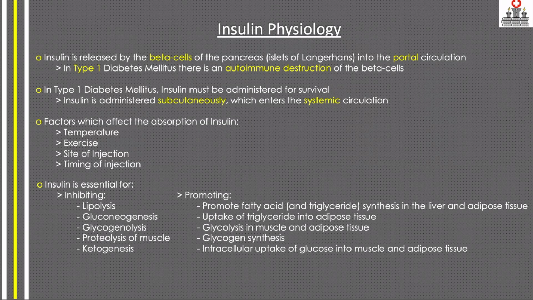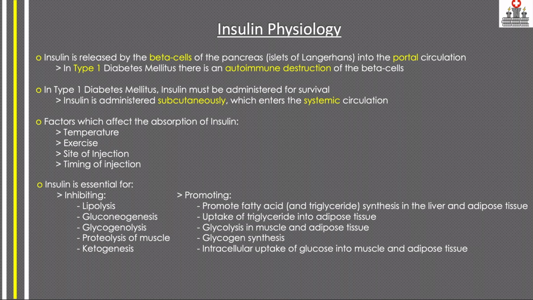So it's important to have an understanding of the insulin physiology. What are we trying to recreate when we administer and prescribe insulin? So in normal circumstances, insulin is released from the beta cells of the pancreas in a place called the islets of Langerhans, and this is released straight into the portal circulation. In type 1 diabetes, antibodies are formed and destroy the beta cells. We're not entirely sure of the reason for this. Perhaps that'll be another video topic.